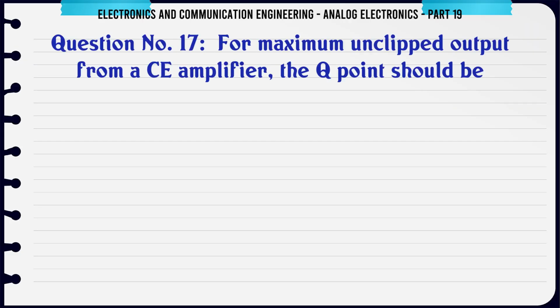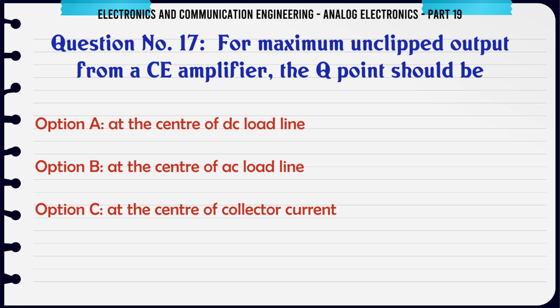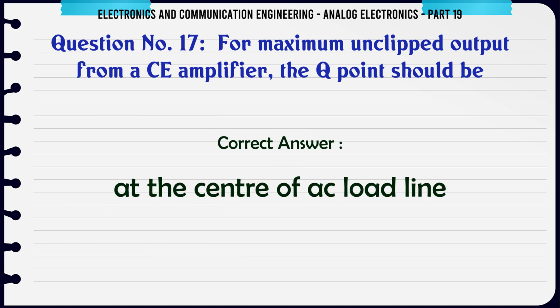For maximum unclipped output from a CE amplifier, the Q point should be: A. At the center of the DC load line. B. At the center of the AC load line. C. At the center of the collector current. D. None of the above. The correct answer is at the center of the AC load line.